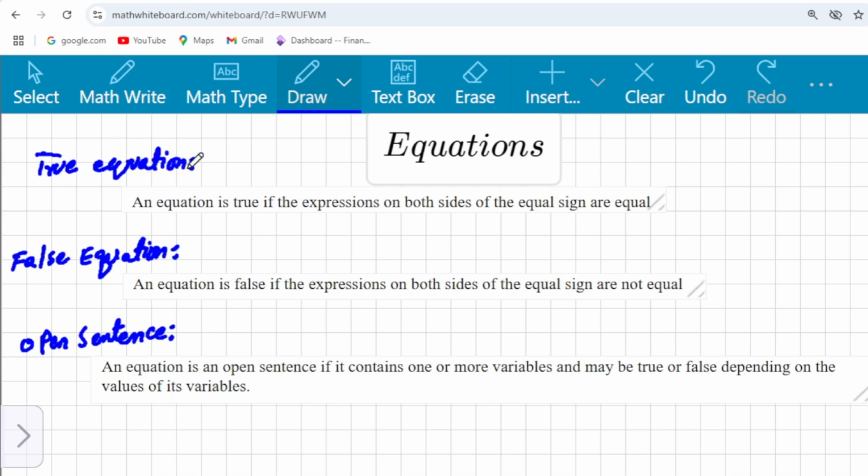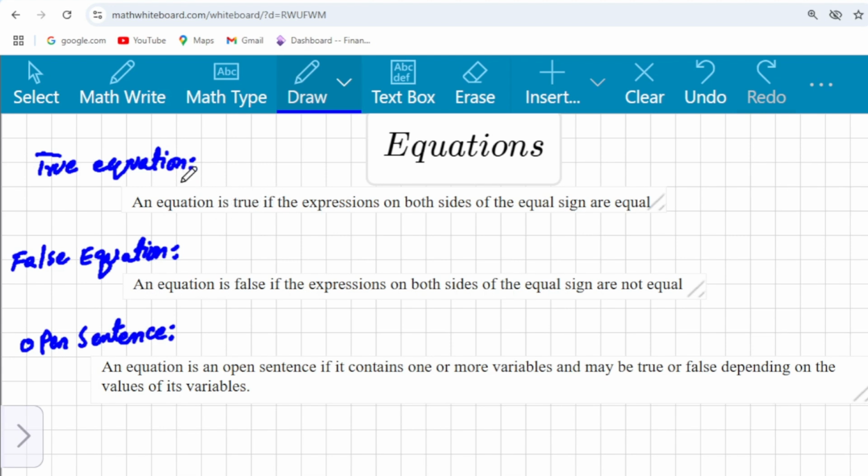In today's lesson, we will learn about equations. A simple equation is when there is an equal sign between two expressions. So there are three main types of equations. The first one is the true equation, or we can call it a true sentence, then the false equation, and the open sentence.